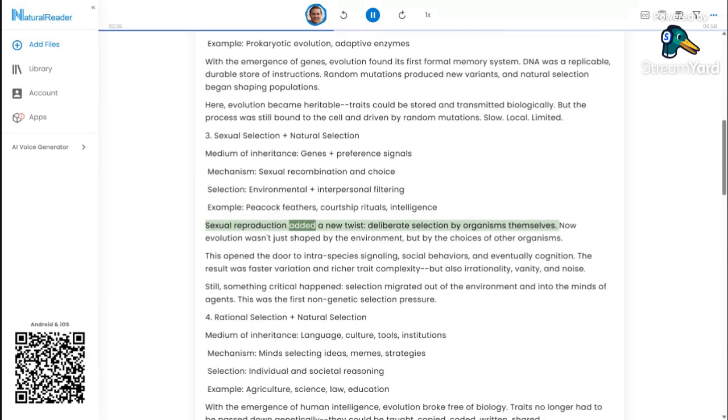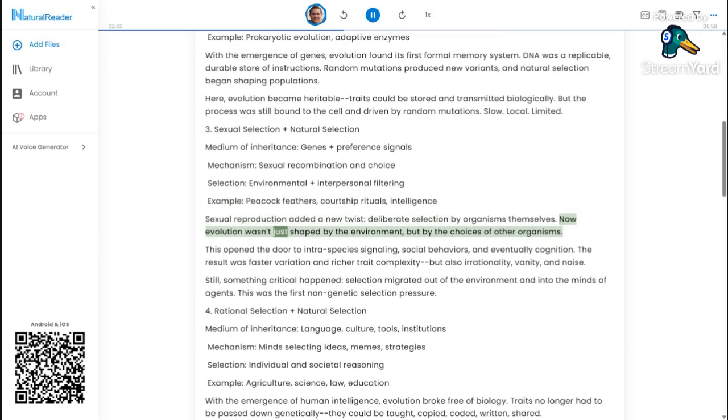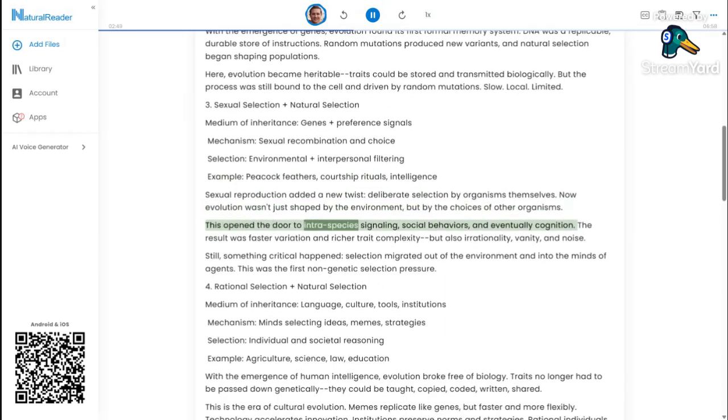Sexual reproduction added a new twist: deliberate selection by organisms themselves. Now evolution wasn't just shaped by the environment, but by the choices of other organisms. This opened the door to intraspecies signaling, social behaviors, and eventually cognition.